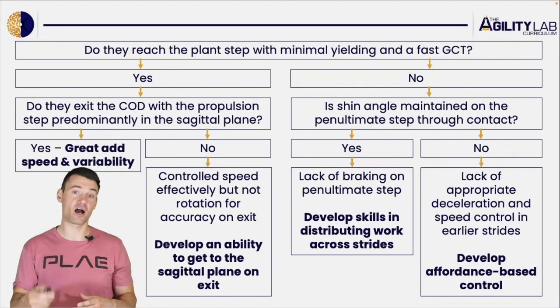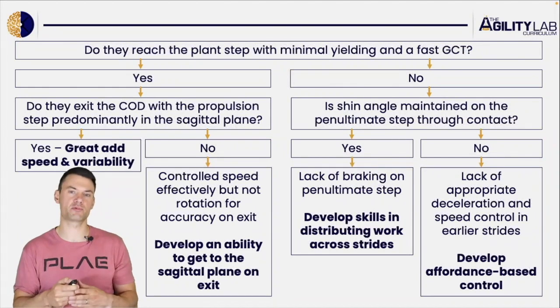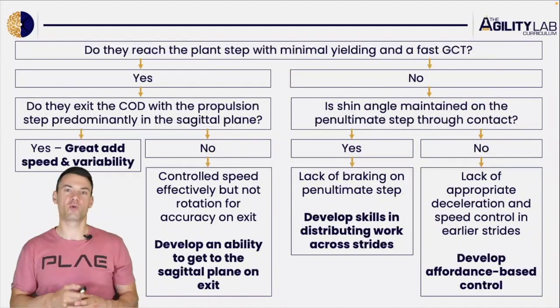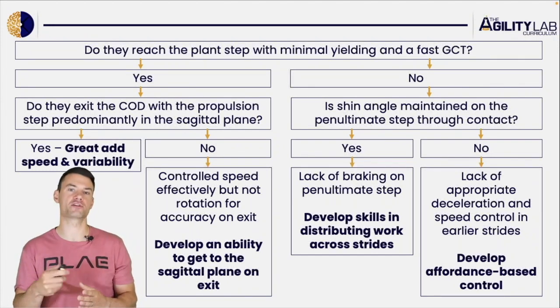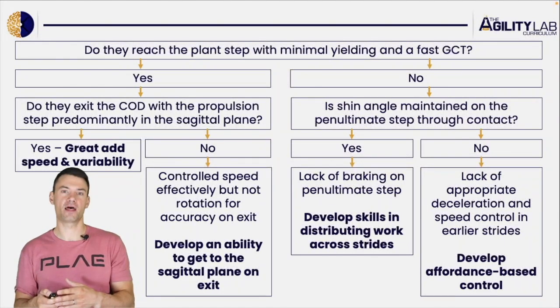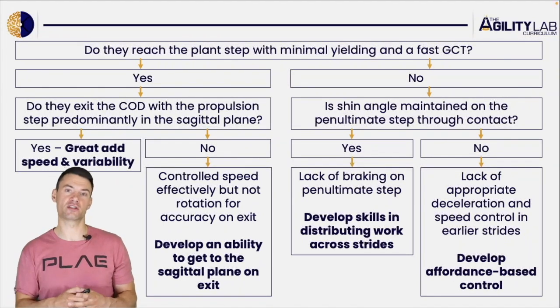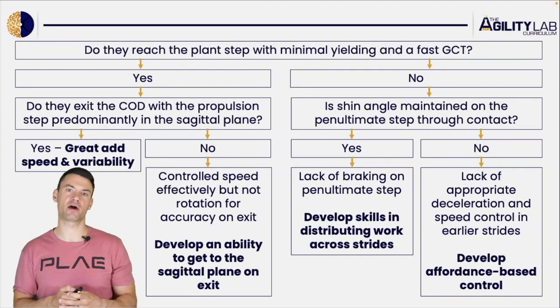Whereas if they can't do that, then you've really clearly got a lack of appropriate work distribution across different steps. They're relying on that plant step for that last ditch help, when really they need to have learned to brake effectively and control momentum more effectively over the strides entering that position. So what we essentially have here is 4 different situations: whether they have got to the plant step effectively, and what the following stage looks like, or whether they have not got to the plant step effectively, and what the preceding stage, that penultimate step, begins to look like.